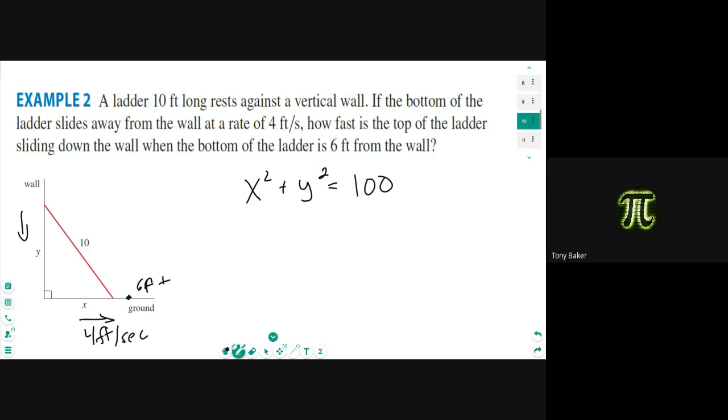What's that 4 feet in? It's 4 feet per second, right? So that feet is in my x, correct? And the second is time, right? So that right there is really dx over dt is 4. Does everybody understand where I got dx over dt?